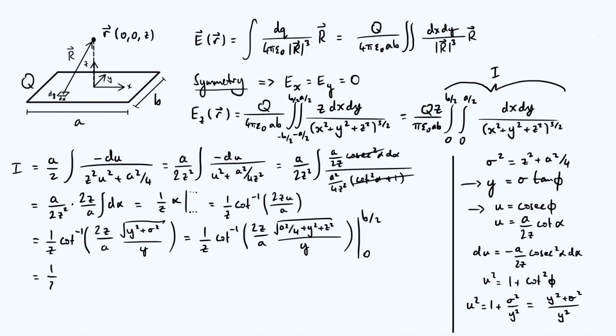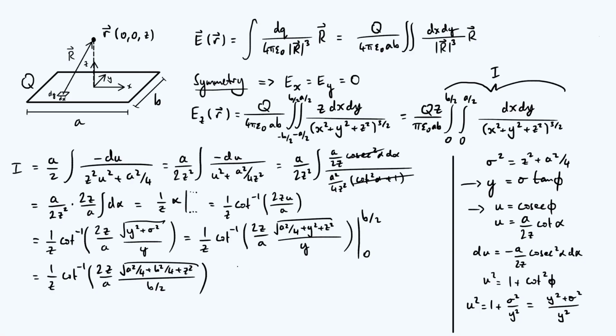We've still got 1 over z inverse cot of 2z over a. Plugging in y as b over 2 is pretty straightforward. We just get the square root of a squared over 4 plus b squared over 4 plus z squared, and then we divide the whole thing by b over 2.